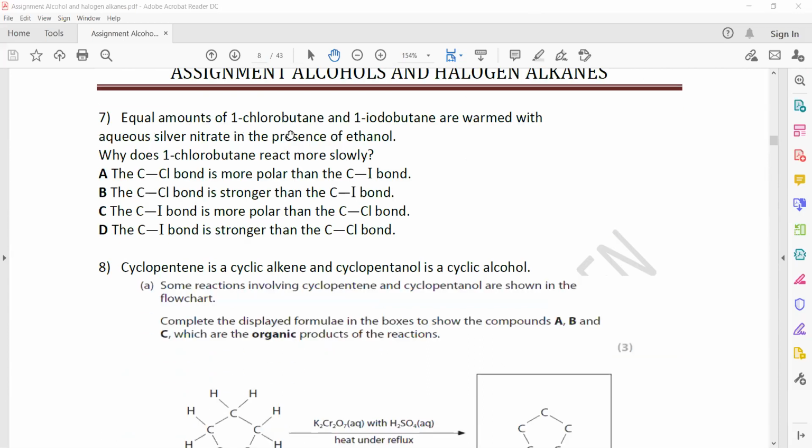Equal amounts of 1-chlorobutane and 1-iodobutane react with aqueous silver nitrate in the presence of ethanol. Why does 1-chlorobutane react more slowly? What could be the reason for that? Why does it not react quickly, or react slowly? What could be the reason?